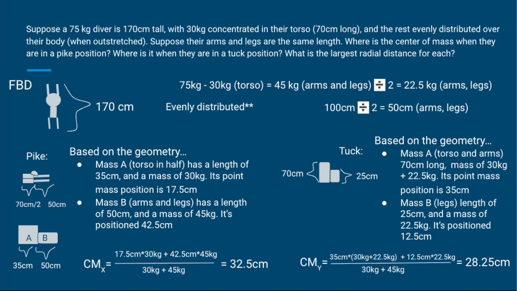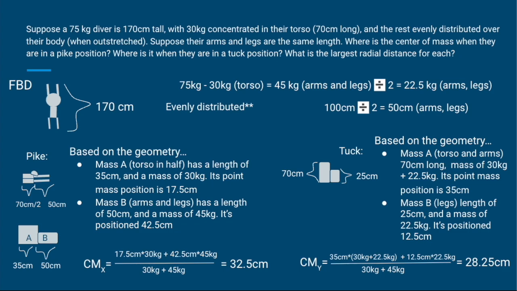Based on the geometry, mass A, which is the torso folded in half, has a length of 35 centimeters and a mass of 30 kilograms. Evenly distributed, so its point mass is at 35 centimeters divided by 2, which is 17.5 centimeters. Mass B, arms and legs, has a length of 50 centimeters and a mass of 45 kilograms total. Its center is at 25 centimeters, positioned after mass A, which is at 42.5 centimeters. The legs are going to have 25 for tuck.